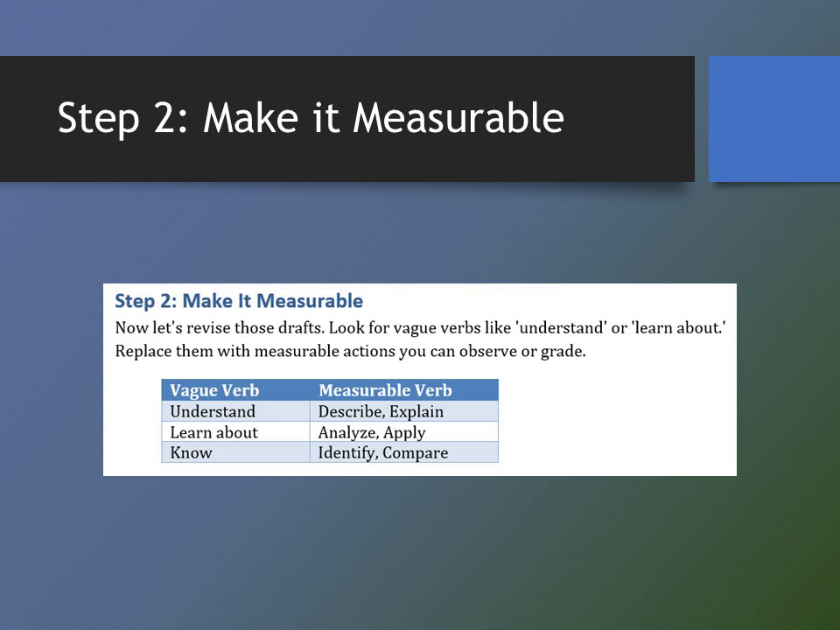In step 2, make it measurable. Let's go back and check for vague, fuzzy verbs. Words like understand, learn about, or know. These don't tell us what the student will actually do. To write measurable objectives, we need to use verbs that describe specific, observable behaviors. And one of the best tools for doing that is something called Bloom's taxonomy.